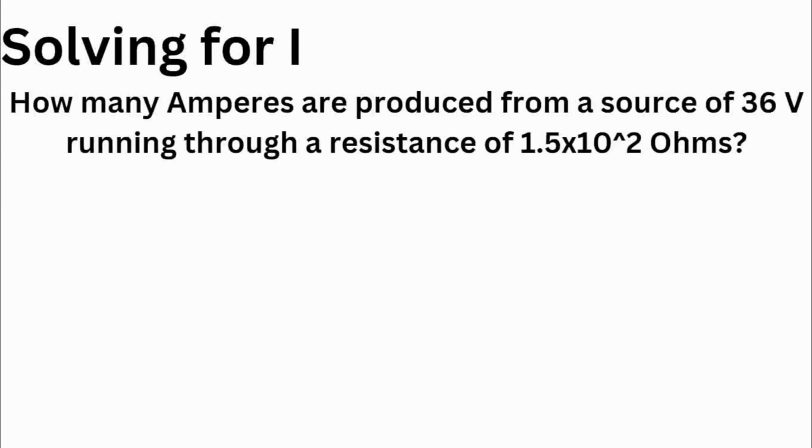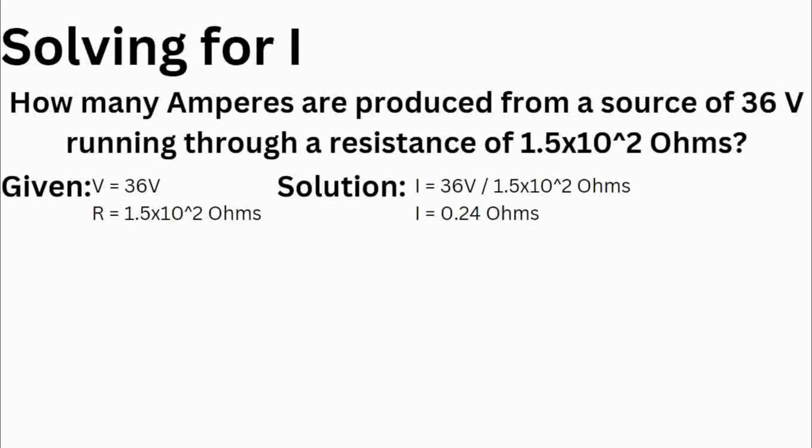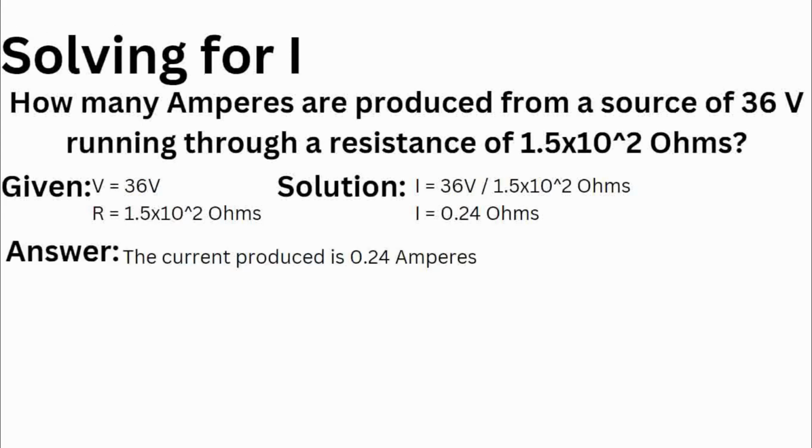Now, for this problem, how many amperes are produced from a source of 36 volts running through a resistance of 1.5 times 10 to the power of 2 ohms? Don't be intimidated by the bigger numbers, it's really just the exact same thing. So again, with our given, we've got 36 volts, and resistance is 1.5 times 10 to the power of 2 ohms. So for our solution, of course, we use the same formula. 36 volts divided by our ohms, put that in your calculator and you get 0.24. So our answer is, the current produced is 0.24 amperes.